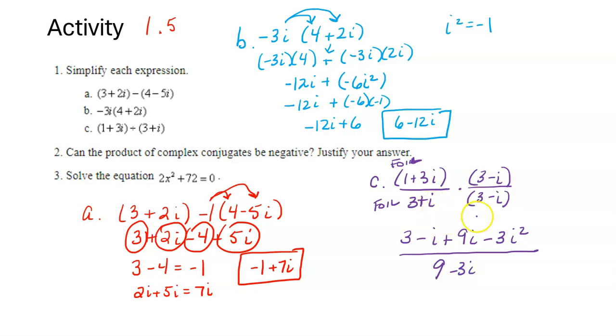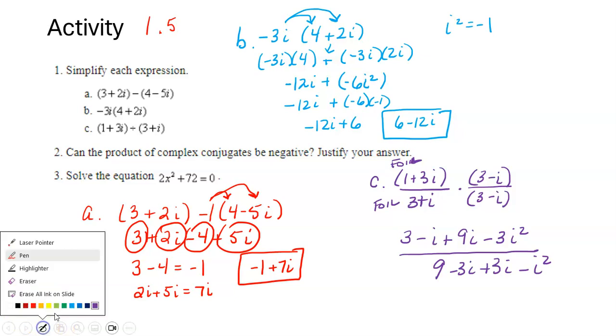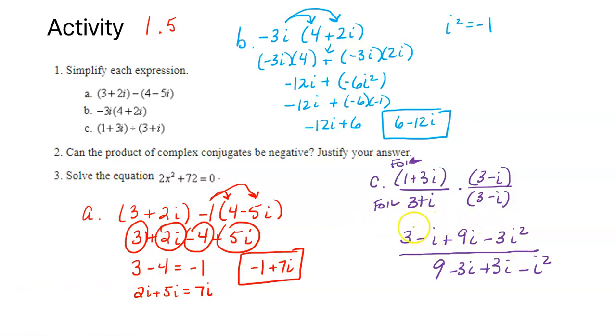Minus 3i plus 3i minus i squared. Okay, let me get a different color here. So we're going to combine this. So I have 3, that's going to be plus 8i, and then we know that i squared is -1, so this is actually going to be plus 3 over, I sure hope you guys can see this. These cancel, and this is -1, which makes it positive, so that's 9 plus 1. Let's combine our 3's, so we have 6 plus 8i over 10.